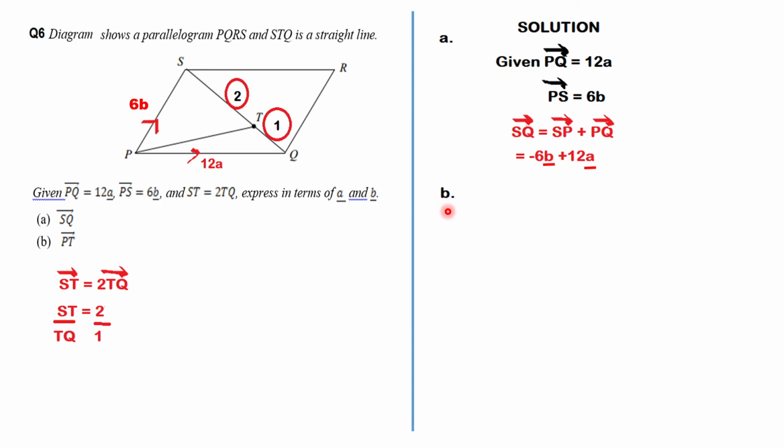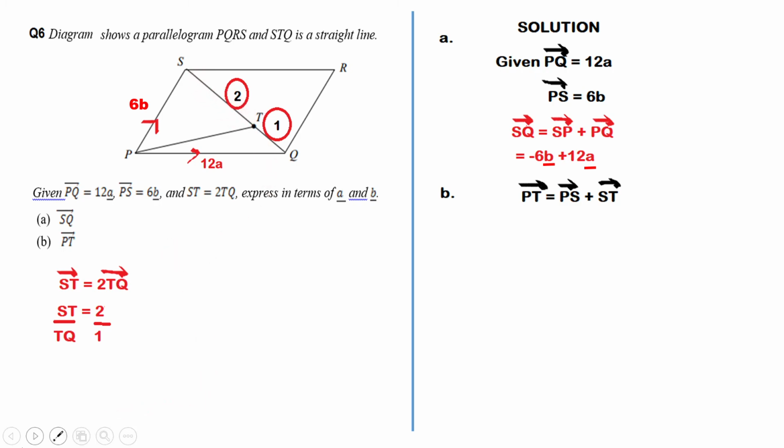Next, you are asked to find PT. In order to find PT, I'm going to travel from P to S and then from S to T. Now PS, no problem. The vector PS has already been given as 6b. The problem now is to find ST. We do not have ST.